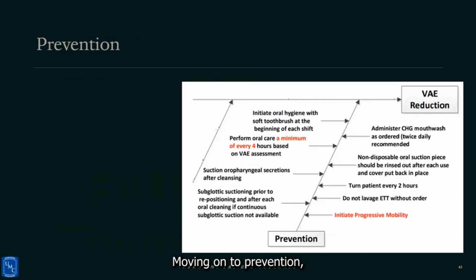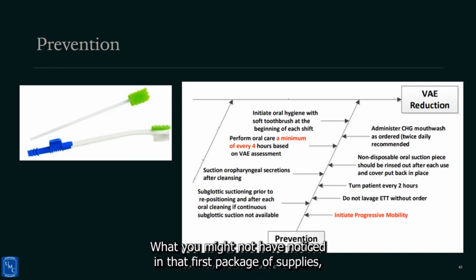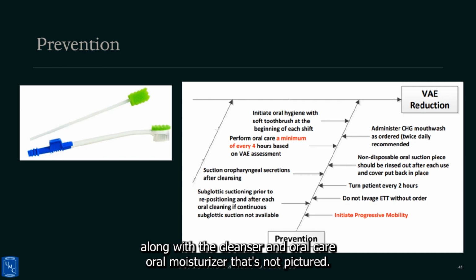Moving on to prevention, we cannot stress enough the importance of oral care. Earlier in the presentation, you saw a picture of our oral care kits that we currently stock here at UMC. What you might not have noticed in that first package of supplies, there was a soft toothbrush and a sponge as pictured on the left, along with the cleanser and oral moisturizer that's not pictured.